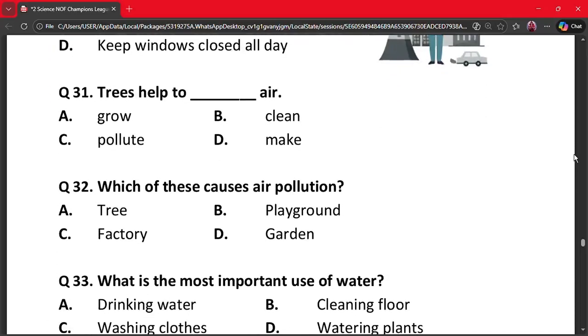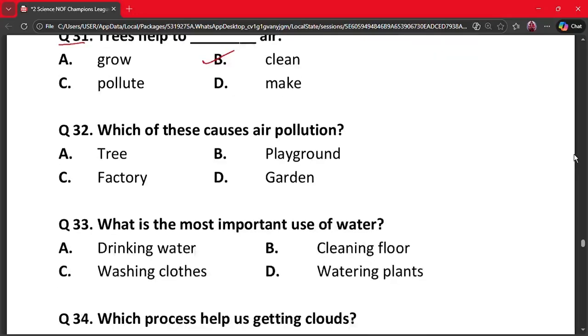Next question is question 31. Trees help to dash air. A. Grow. B. Clean. C. Pollute. And D. Make. The correct answer is option B. Trees release oxygen and absorb harmful gases. This helps clean the air and keep the environment healthy. So the correct answer is option B.